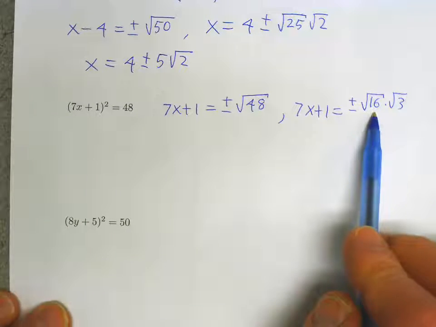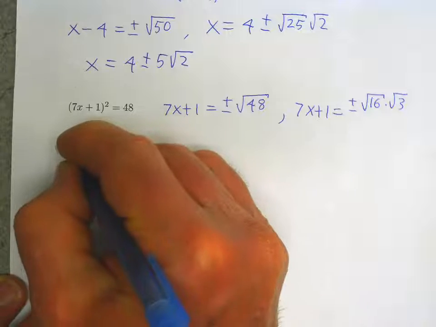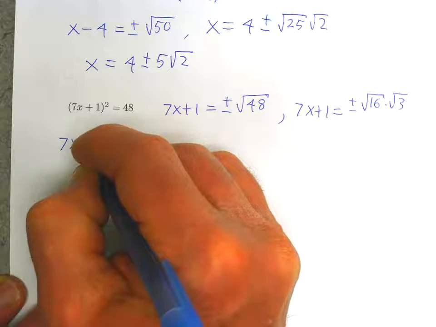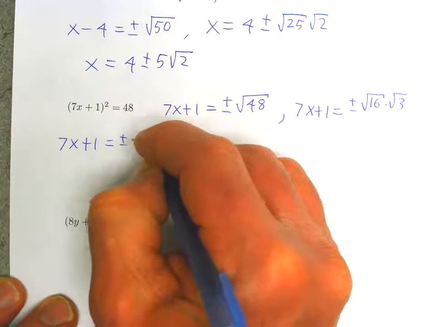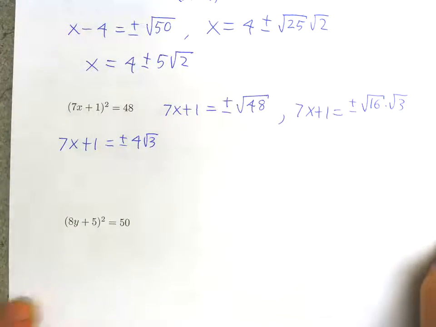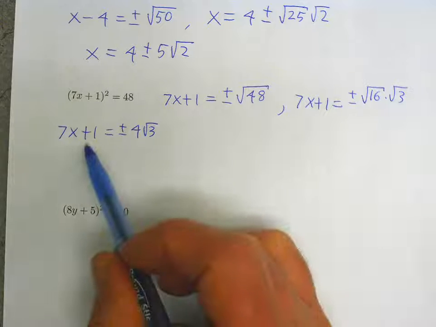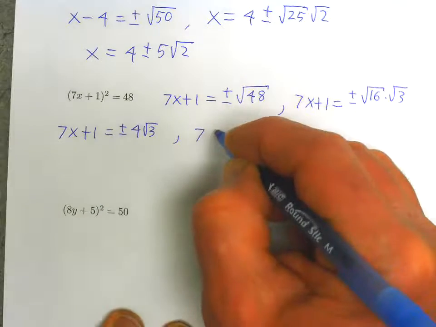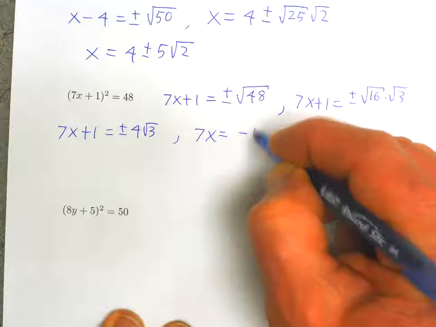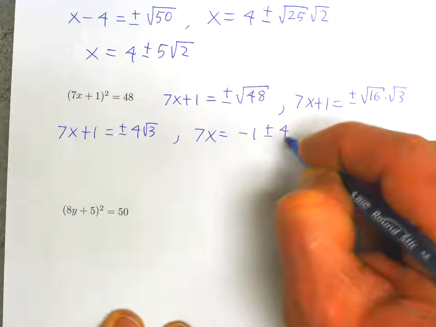And the square root of 16 is 4, so I'll write this as 7x plus 1 equals positive and negative 4 times the square root of 3. Okay, then we'll subtract 1 from both sides, and we get 7x equals negative 1 plus and minus 4 times the square root of 3.